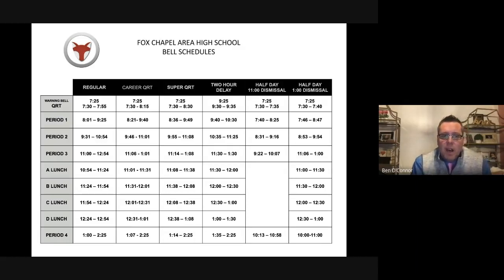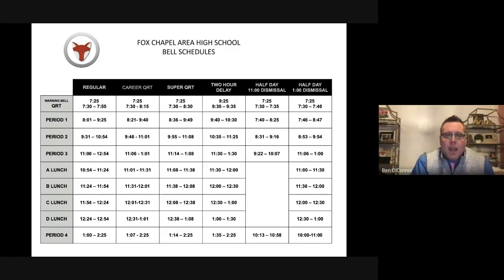But the way the school day works from period 1 all the way down through period 4, you can see the lowdown on the regular school day. At 9:25, first period is over. From 9:31 until 10:54, your student will have second period. Third period, we get creative with our lunches. Depending on what class your son or daughter has will depend on what lunch they eat. But they will have a half-hour lunch worked into their third period.